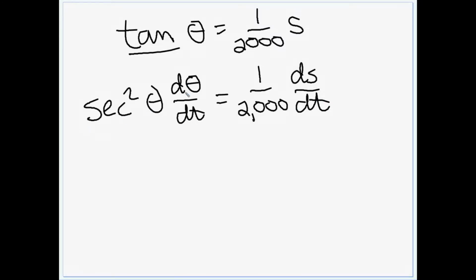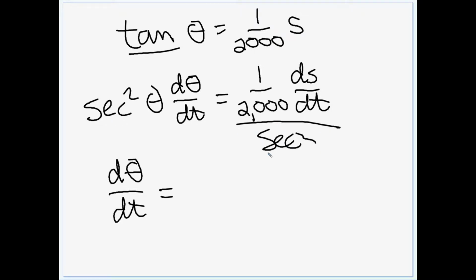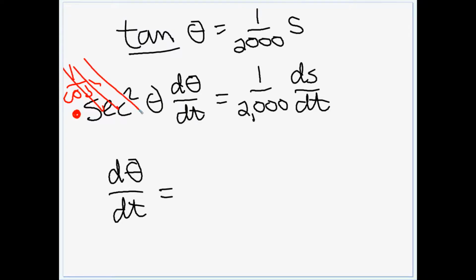Okay, let's get the d theta dt by itself. D theta dt equals, well, we could divide both sides by secant squared. So over here, it would all be over secant squared. Or remember, secant is 1 over cos. So an alternate way to look at this, if we multiply the left side here by 1 over cos squared, they're going to cancel.